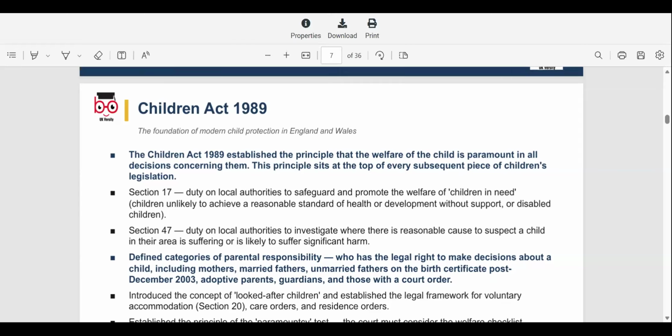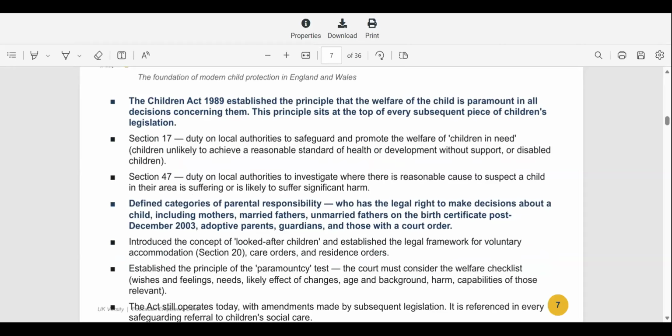Section 17 places a duty on local authorities to find and support children in need, things like disabled children, anyone that needs any sort of extra help to grow up. And then you've got Section 47, which gives councils the power to investigate if they think a child is unsafe or at significant harm. These powers have been given to the council and local authority to make sure children are safe, because it's really, really difficult to make sure that sometimes children are safe.